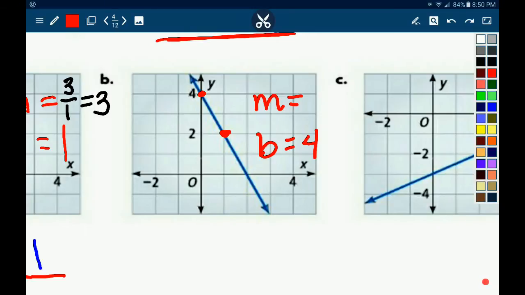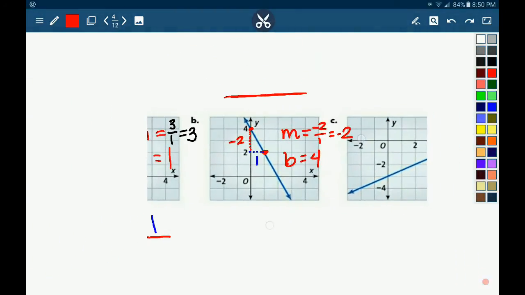So from the leftmost point, I have to fall and run. I had to fall 2, and I had to run 1. So my slope is going to be, and actually, sorry, I should put negative because that was a fall of 2. That is -2 over 1, or just -2.